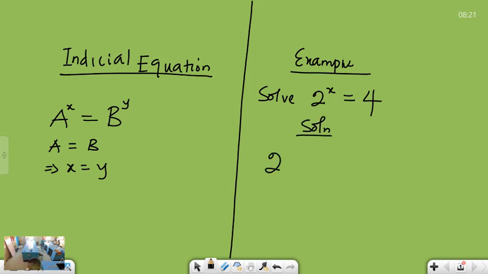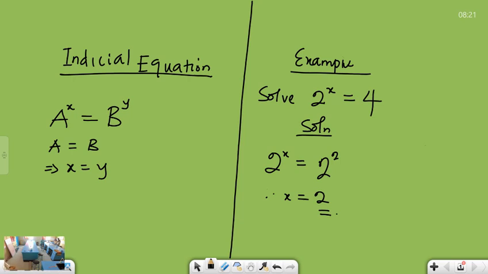Now we have 2 raised to power x equals 4. Which base can we raise 4 to such that the powers will be the same? That is our target. If I say 2 raised to power 1, it will give me 2. 2 raised to power 2 will give me 4. So I'll say 2 raised to power 2. Now look, the bases are the same, so it means that the powers are equal according to the rules. So since the bases are the same, it implies that x is equal to 2. I hope you understand.